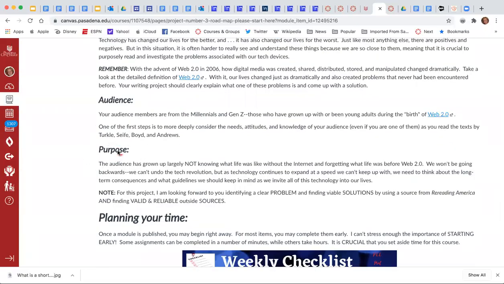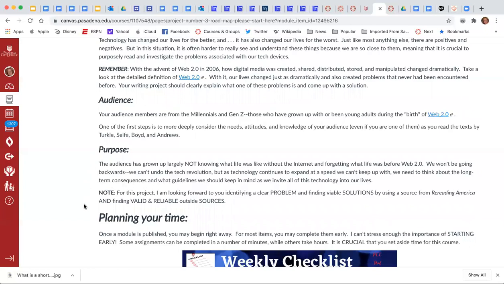The purpose of our paper is, the truth is, the audience has not grown up knowing what life was like without the internet and really forgetting what life was like before Web 2.0. And while we won't be going backwards, we can't undo that tech revolution, we can try to think about and consider the long-term consequences and what guidelines we should keep in mind as we invite all this technology into our lives. What kind of boundaries do we want to set up so that we can enjoy the positives of technology and not have to suffer with so many of the consequences?